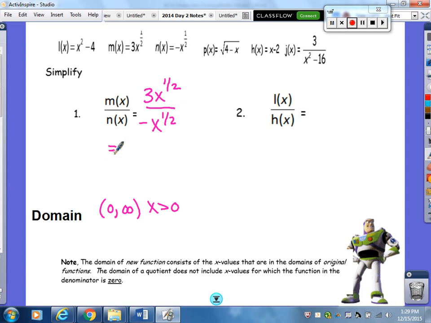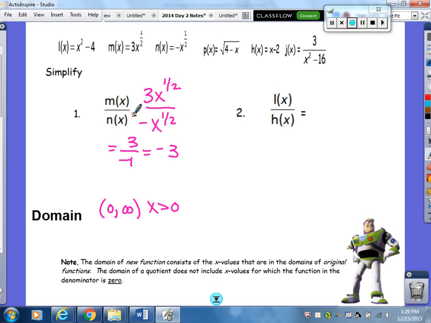All right, simplify this. You're going to get 3 over negative 1, which equals negative 3. But you're still, because you made it up of n of x and m of x, you're still restricted on the domain of those functions to begin with. All right, let's look at the next one.